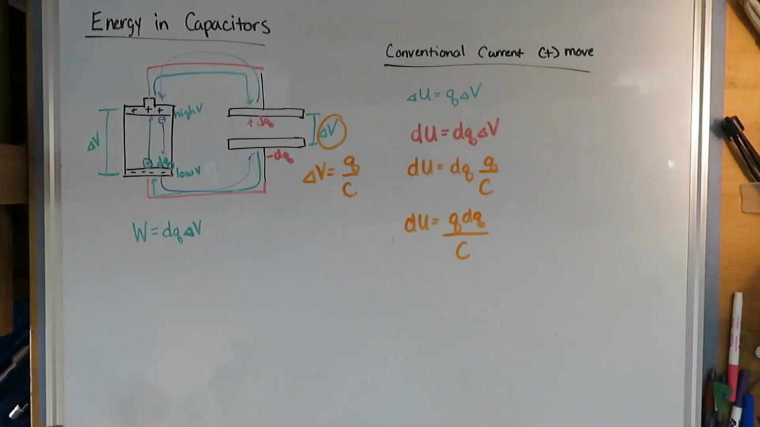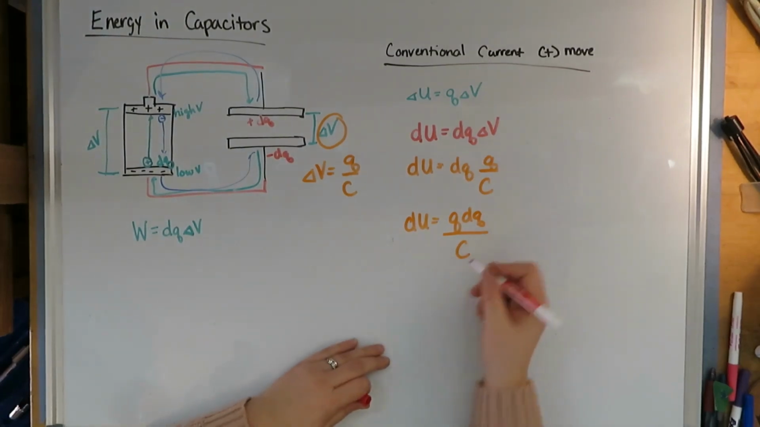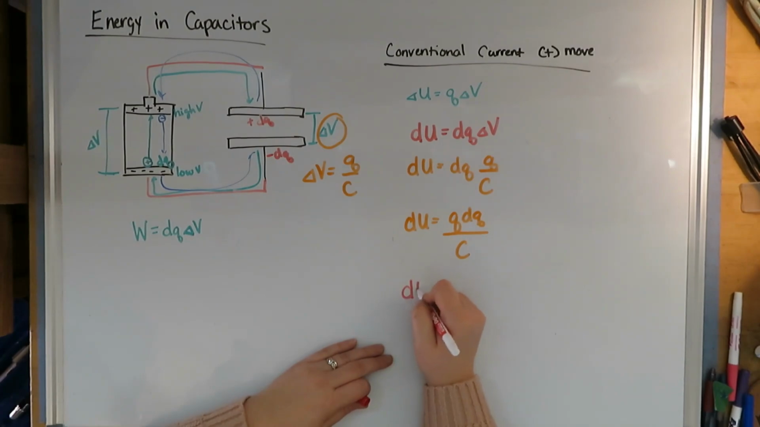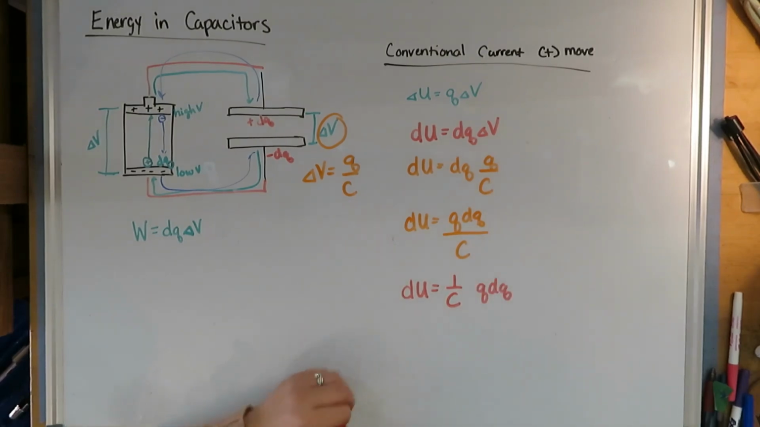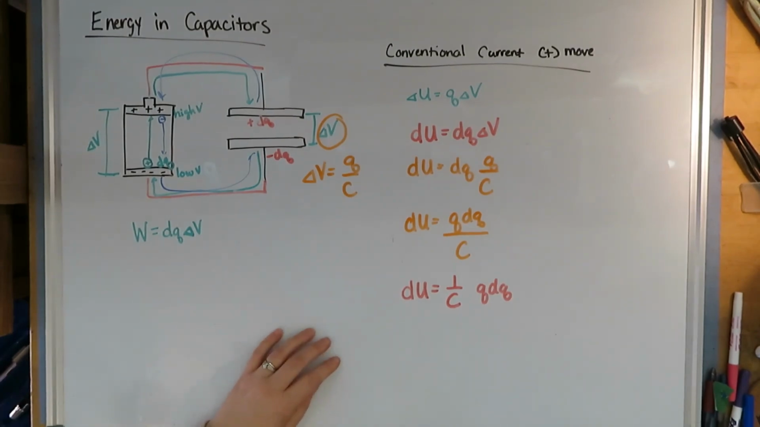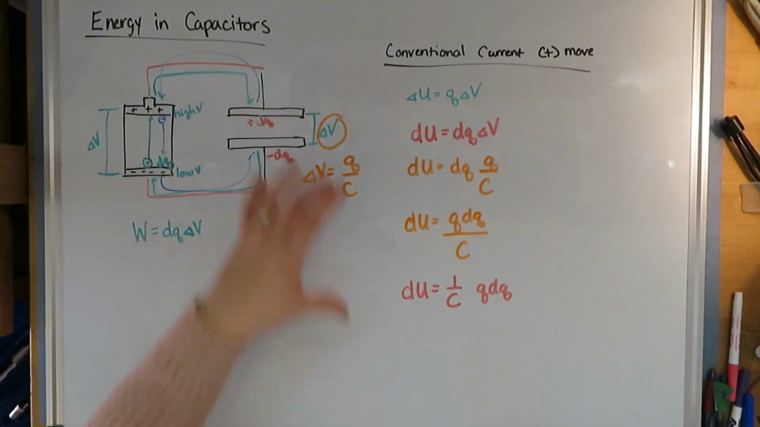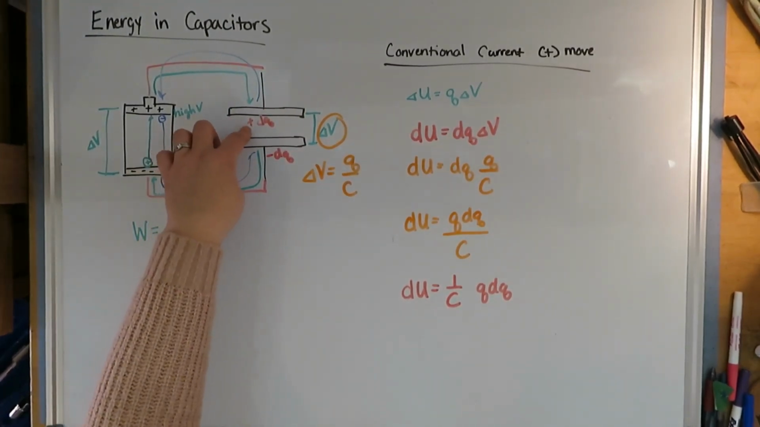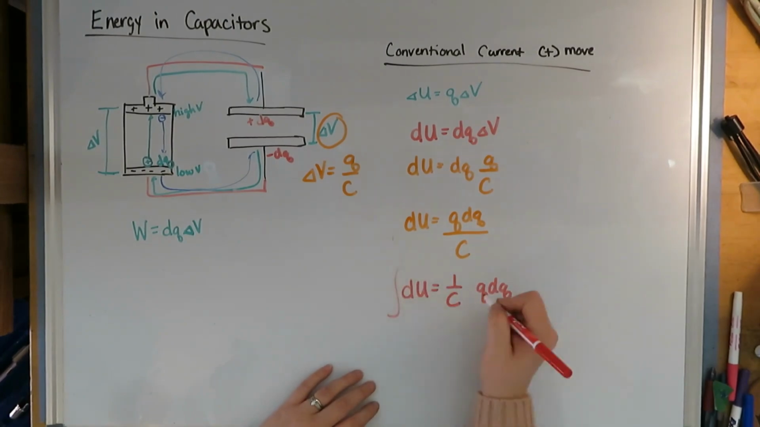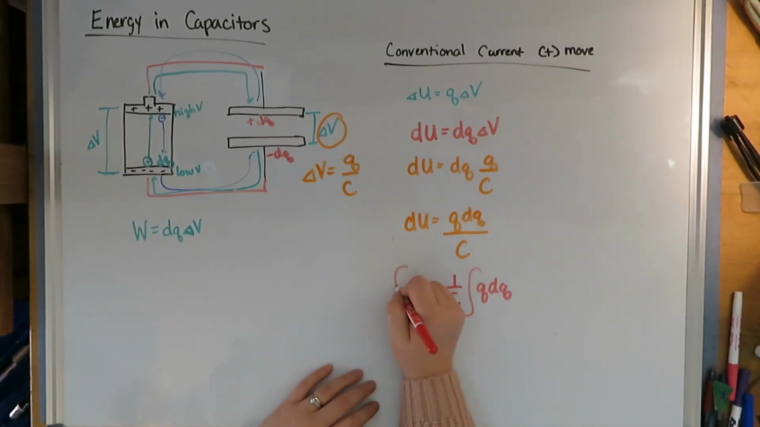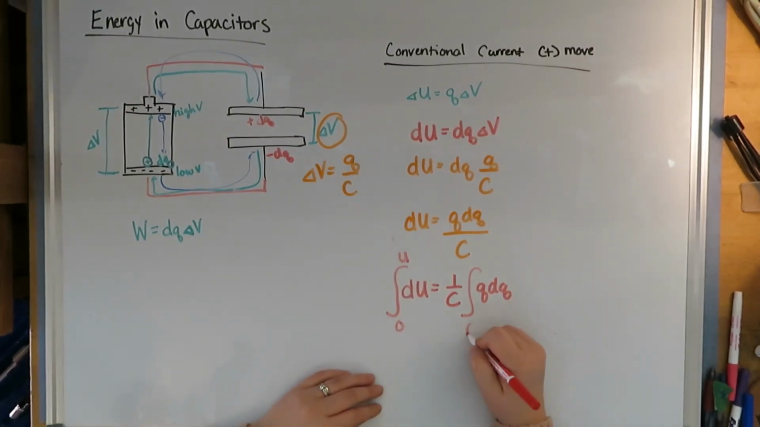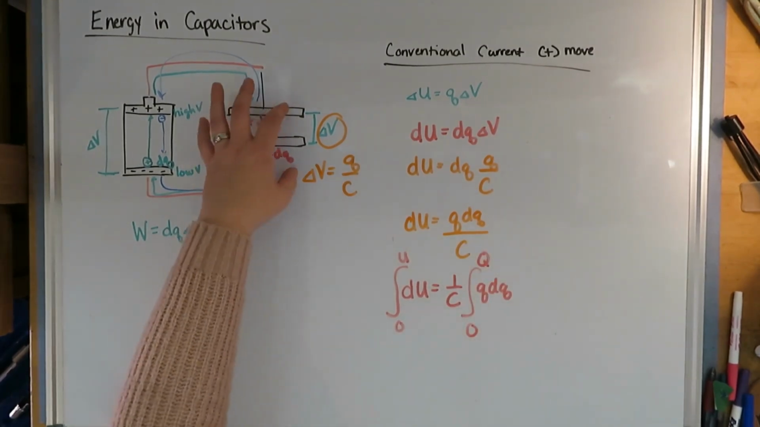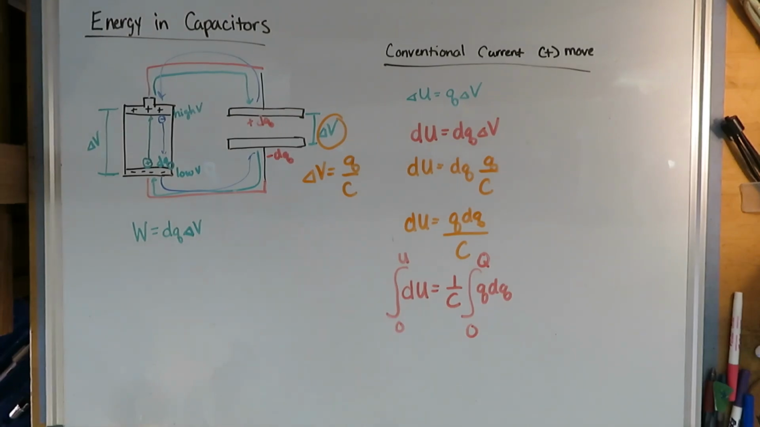Now C is a constant, so I can actually pull that out in front and I get dU is equal to 1 over C times Q dq. Since my capacitance is a constant, it's defined by the physical construction of that capacitor. And then if I wanted to find how much charge is being stored, I don't want just one little dq's worth of charge, I want the full amount of charge. So then I'm going to integrate from 0 to U, and over here I'm going to integrate from 0 to Q, where Q is going to be the total amount of charge that's eventually going to be stored.